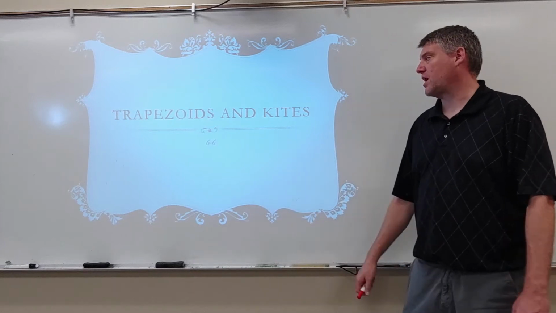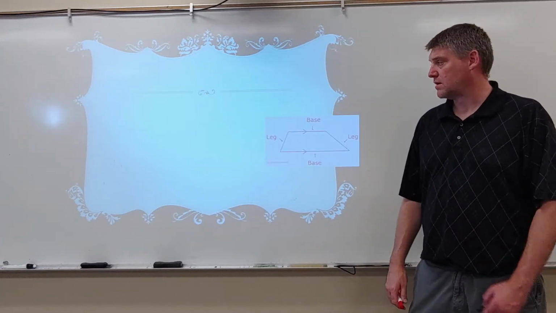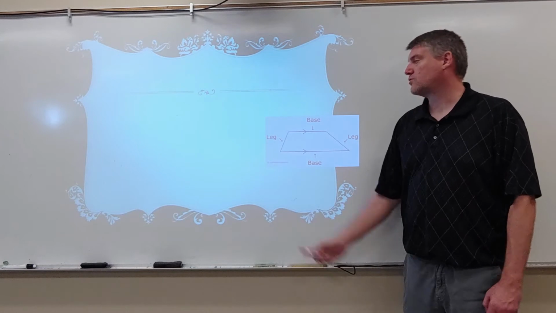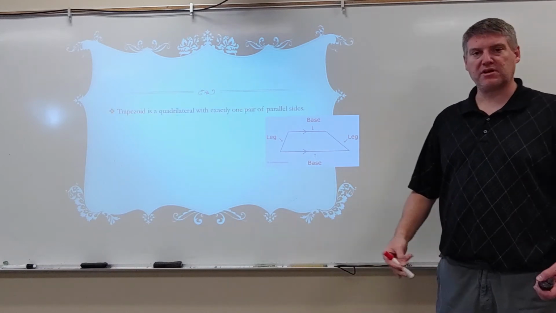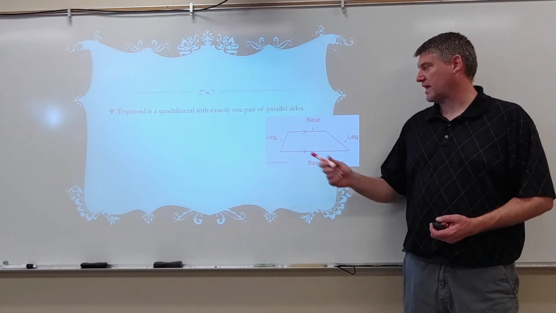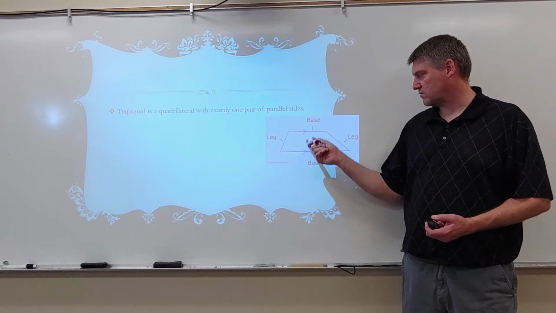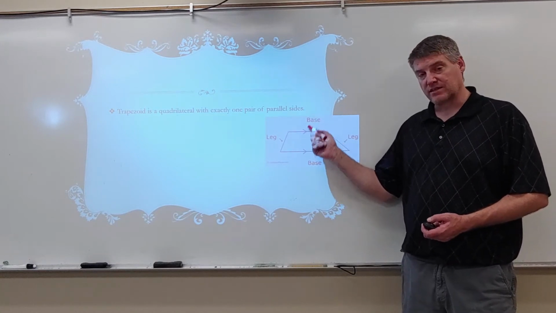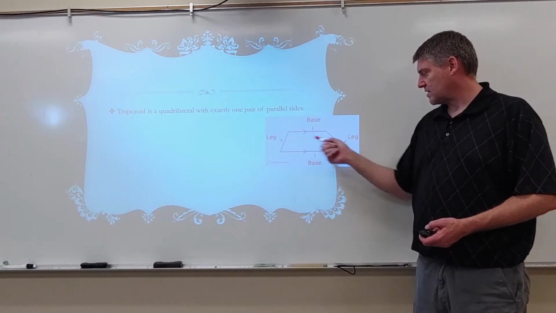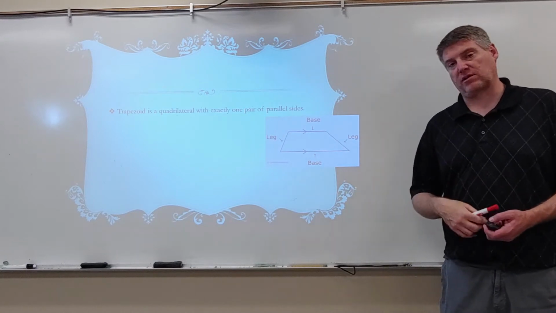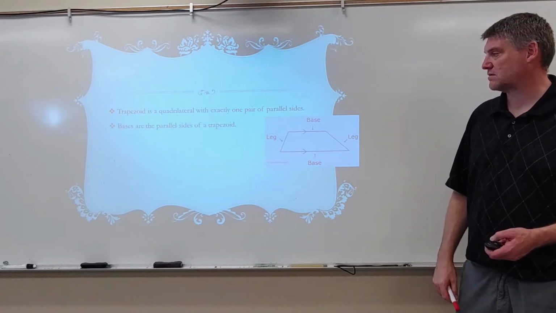All right, we're going to talk about trapezoids and kites. Okay, so this is a trapezoid here. A trapezoid is a quadrilateral with exactly one pair of parallel sides. These are the parallel sides. They are called the bases. The other sides, which are not parallel to each other, are called the legs.